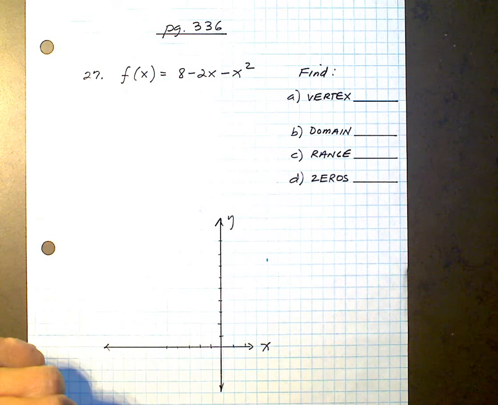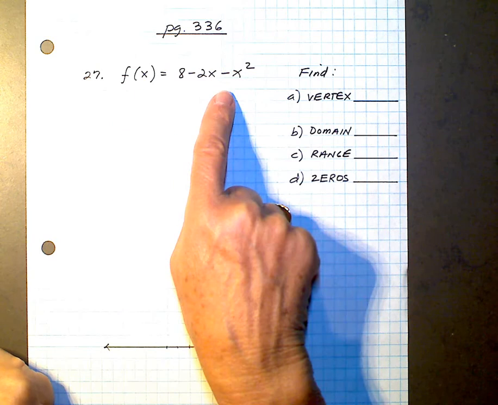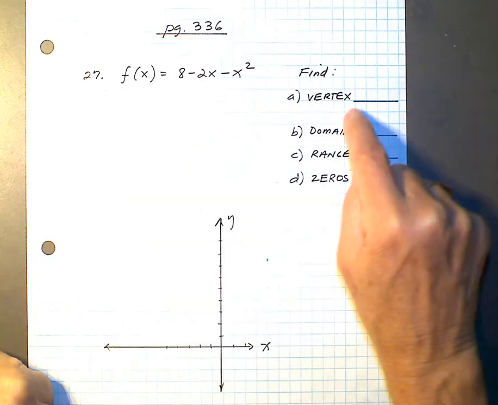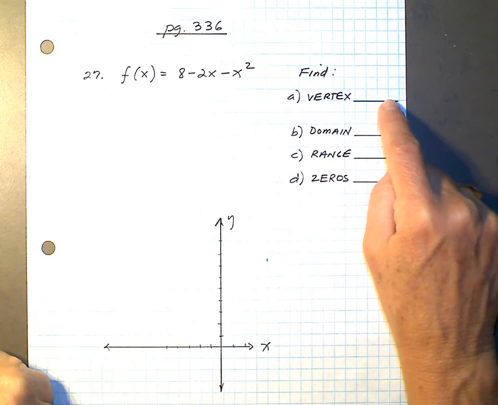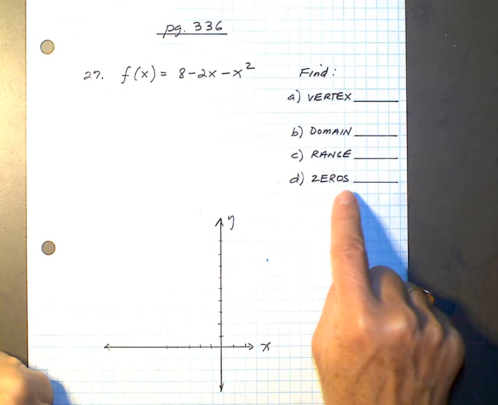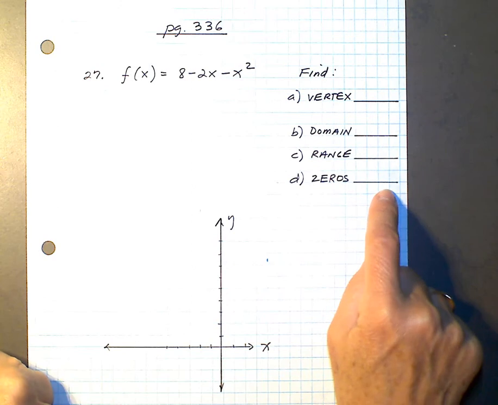Alright, this is number 27 on page 336. I'm going to take a quadratic function and convert it into vertex form so I can name the vertex, and that's going to give me the minimum or maximum value. I'm going to name the domain and the range, and then I'm going to find the zeros of this function, which are the x-intercepts.